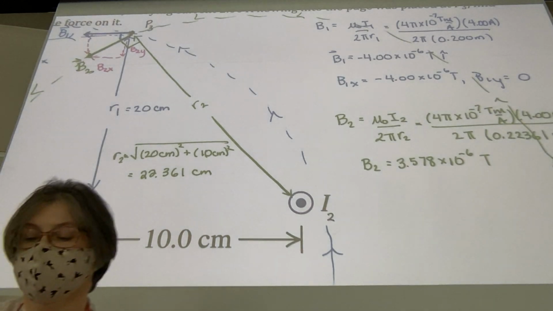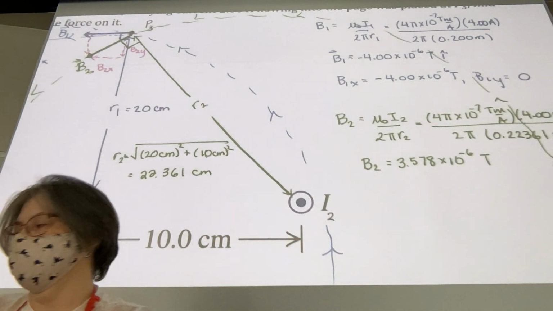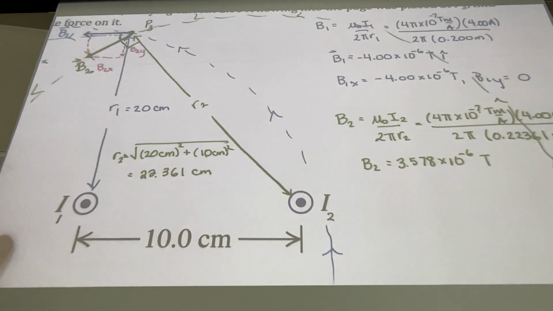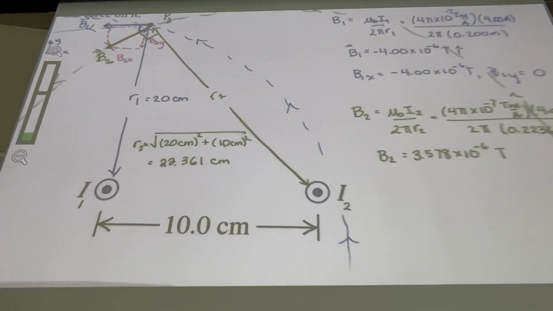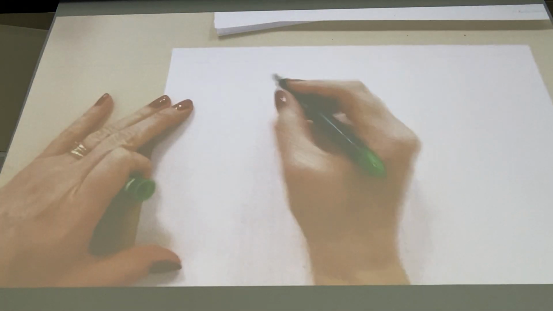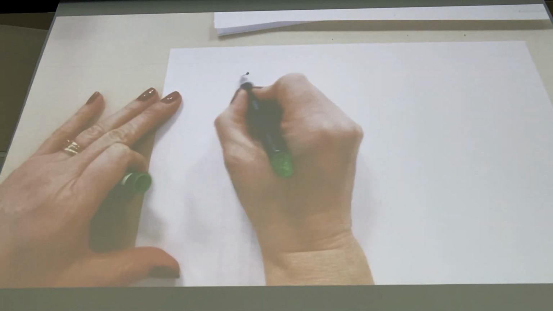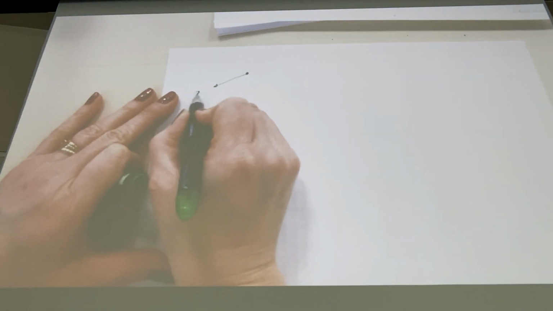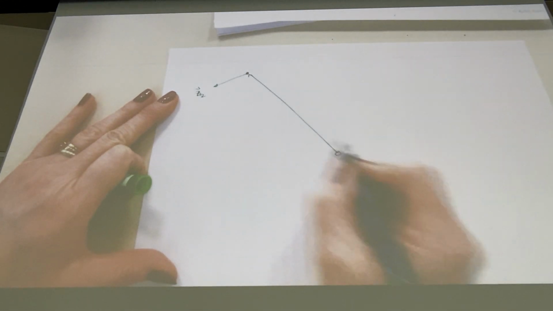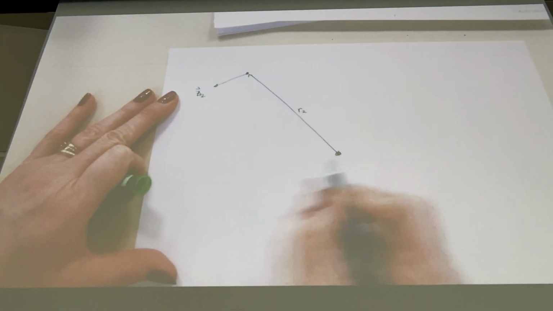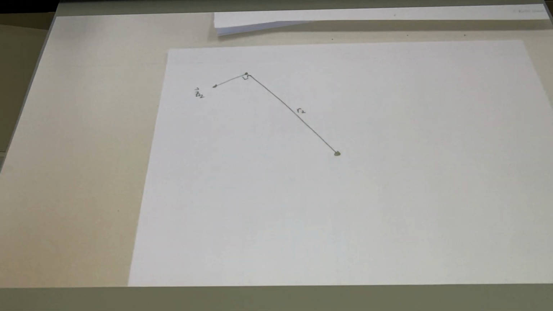Okay, I feel like I've got as much as I possibly can on that diagram. It's a little bit too full, so I'm just going to grab a separate sheet of paper and start over so that we can find our angle without making that diagram too cluttered. So there's our point 3, there's our B2, that's our distance R2, there's our wire right here, there's our perpendicular.